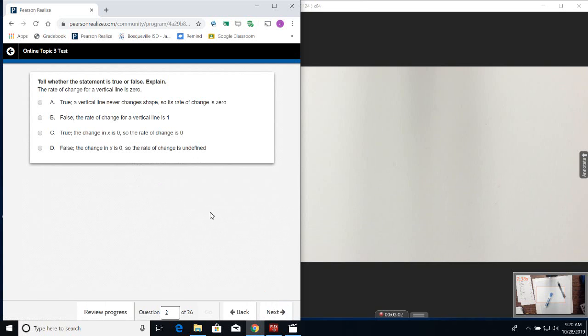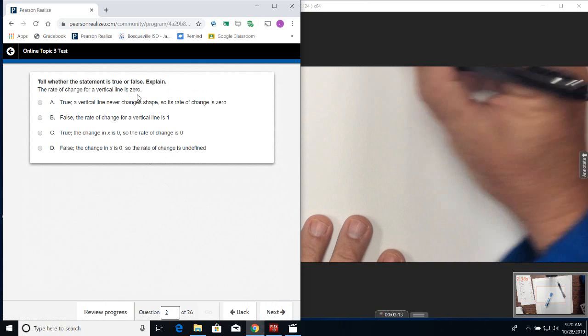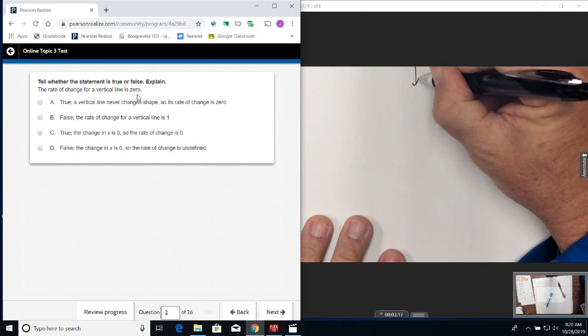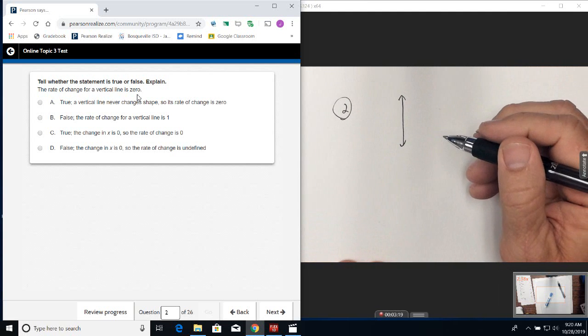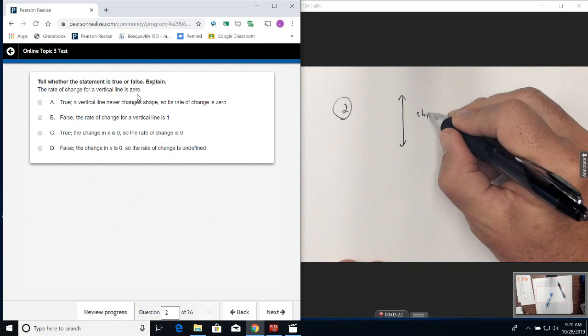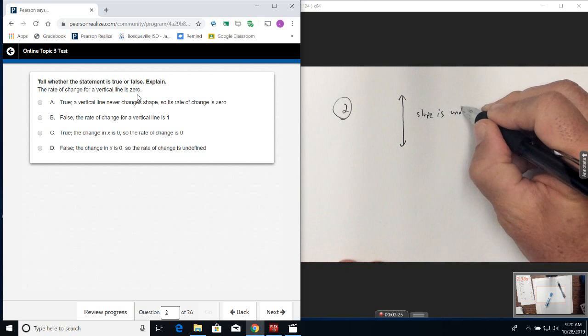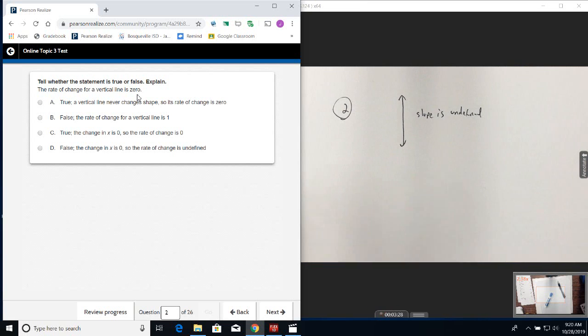Let's go to question 2 then. Tell whether the statement is true or false and explain it. The rate of change for a vertical line is 0. Well, what's a vertical line? A vertical line is one that goes what? Straight up and down like that. Okay? So is the slope of this 0? The slope is what of this? Undefined. So that's obviously false. Why is it false? The rate of change for a vertical line is 1. Nope. The rate of change in x is 0, so the rate of change is undefined. So that would be D. Got it?